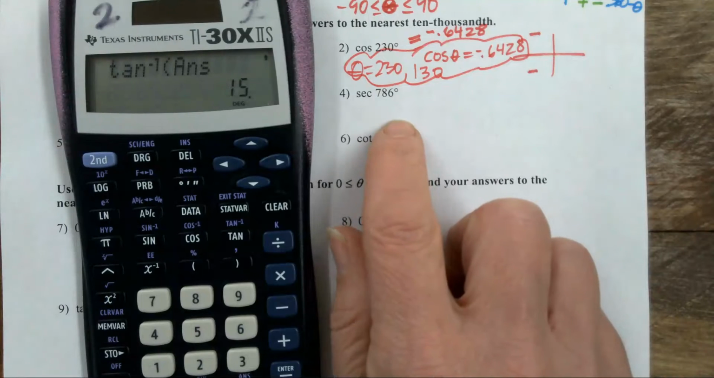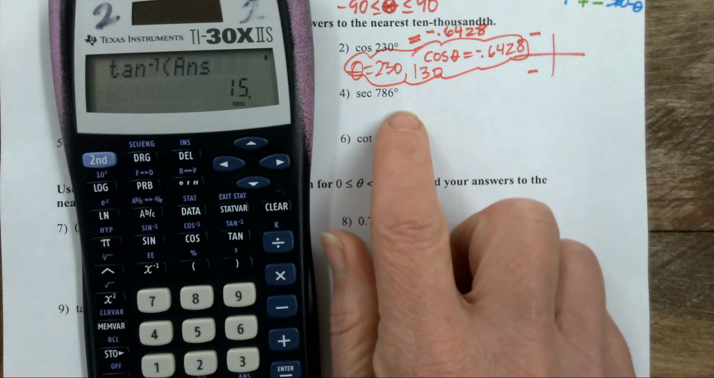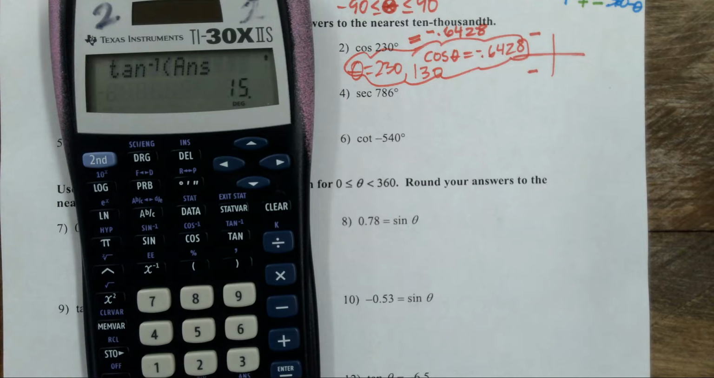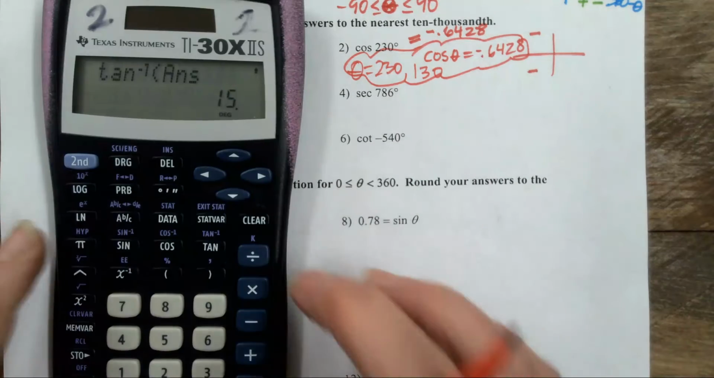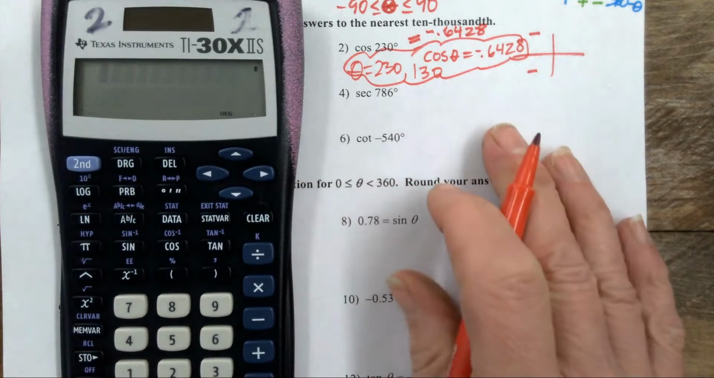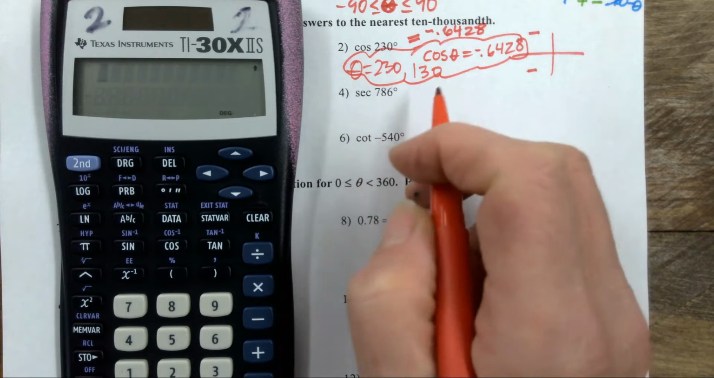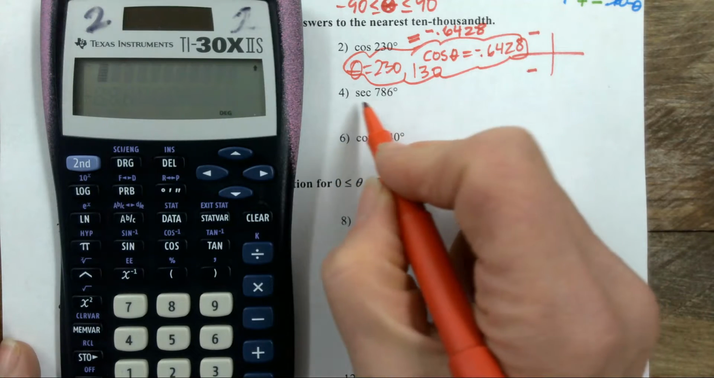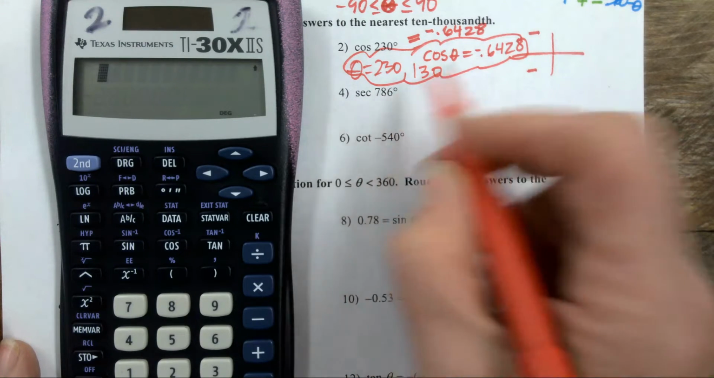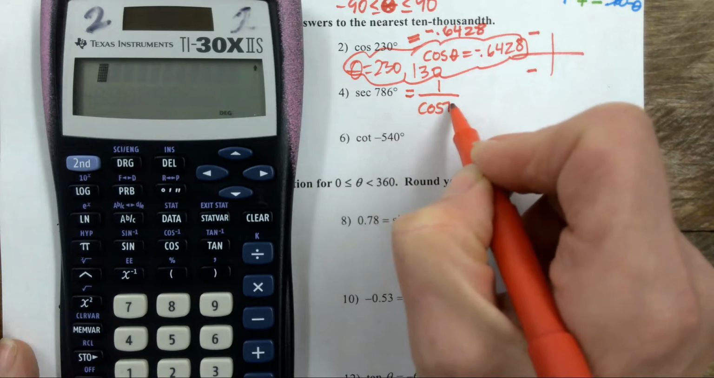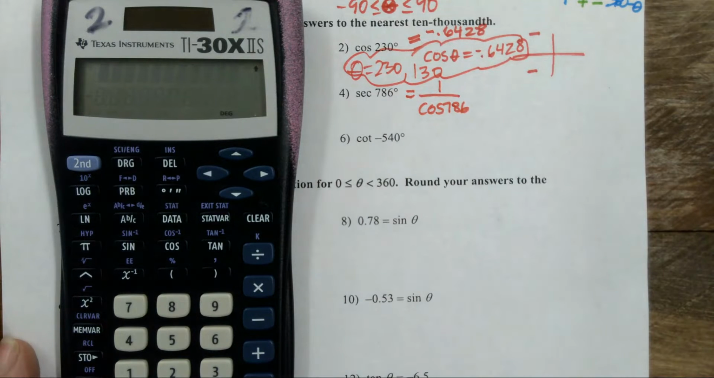Now, how do I deal with these? How many of you have calculators that have secant, cosecant? Anybody? No? I think some of the graphing calculators do, but all right. So we'll all have to work through this. It's not a difficult way, but secant is 1 over the cosine. So the value of this will be equivalent to 1 over the cosine of that number, because that's the reciprocal. That's it.